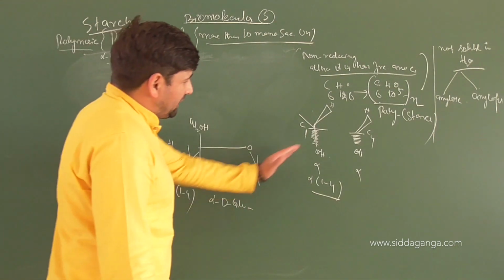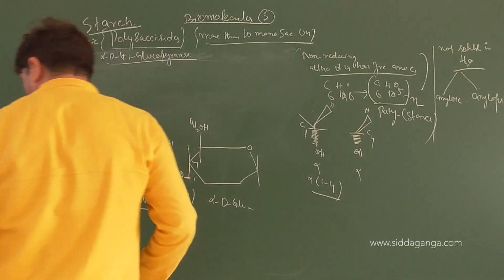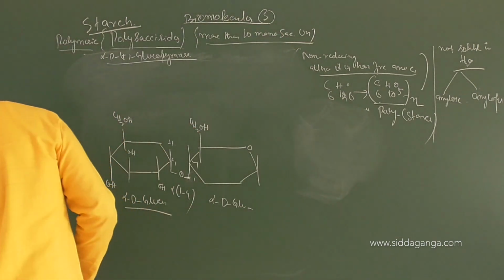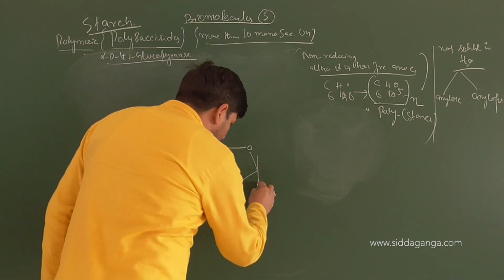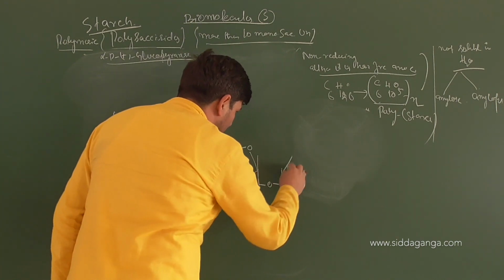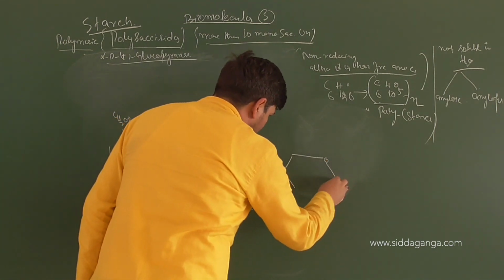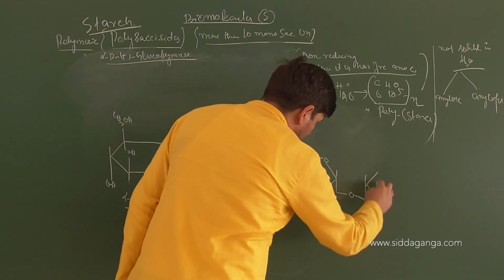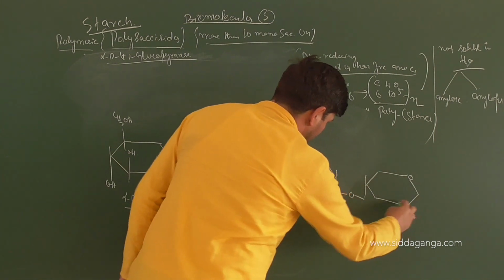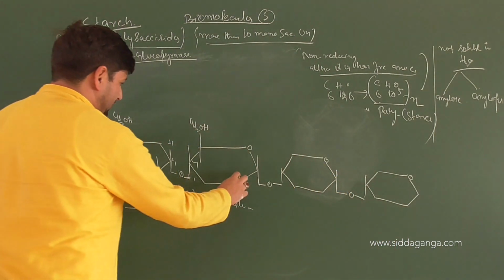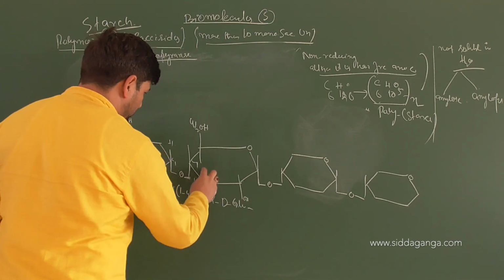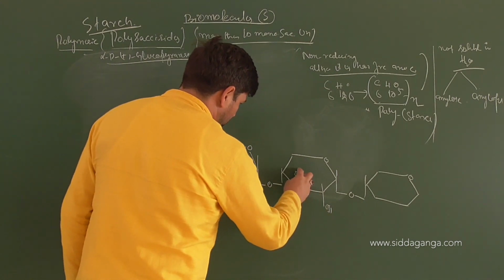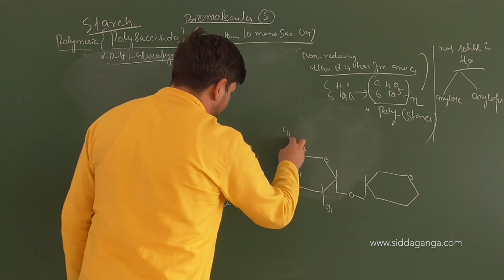When you continue this alpha 1,4 link in this direction, what will you get? You will get one more O. If you want to mention it, you will have OH here, and OH here; I am not mentioning the H. So here you have OH, and here OH. Then here you have CH2OH.